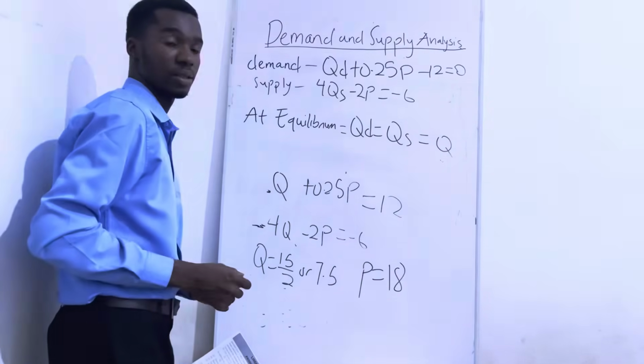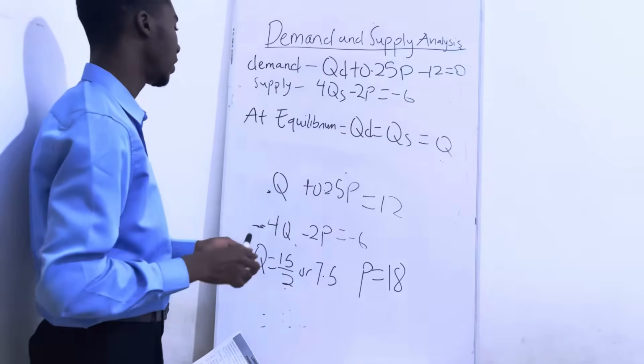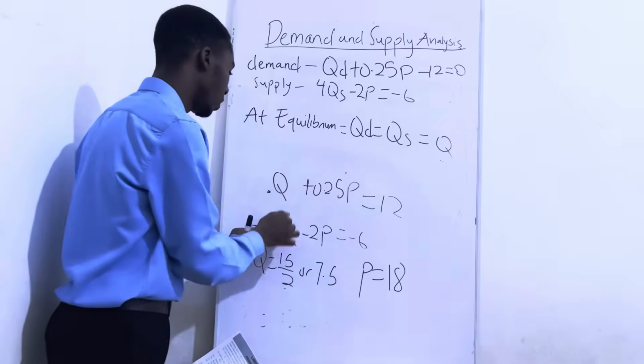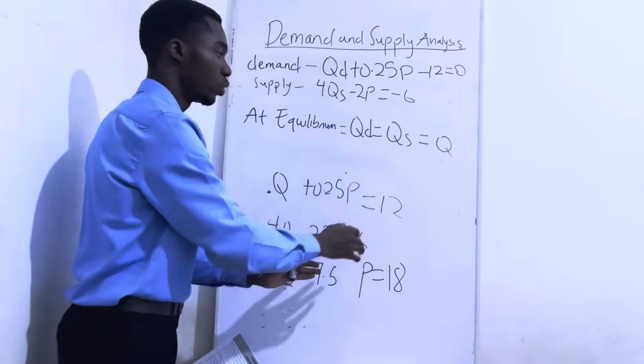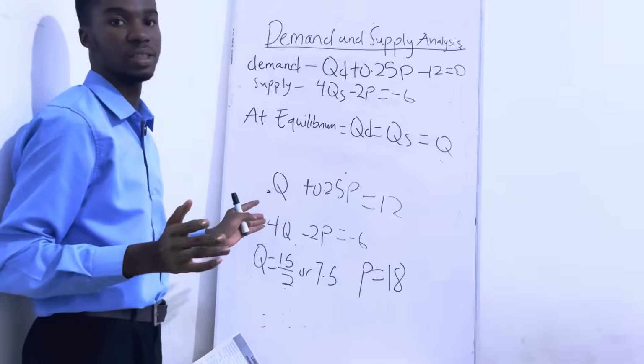Get it? So always, anytime I give you the question, make sure Q is always under Q. It's always Q, Q, P, and P. Then it's equal to the numbers. So you rearrange it. You get it?